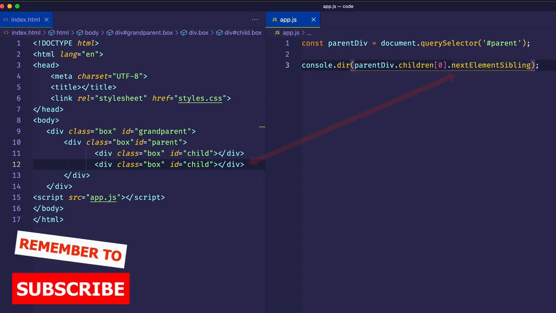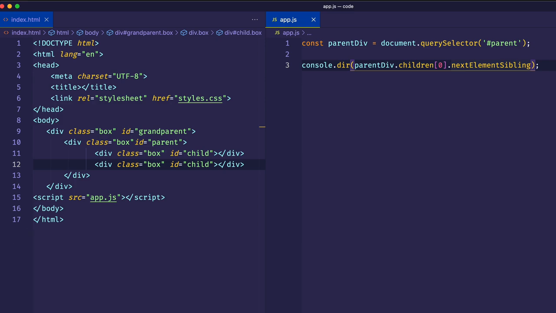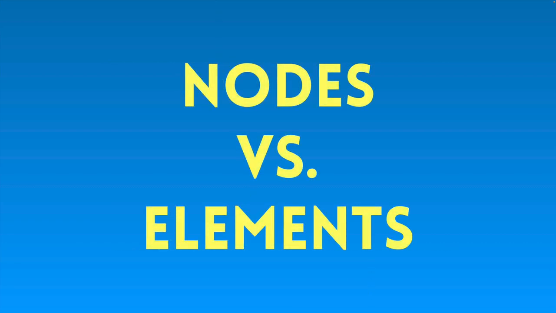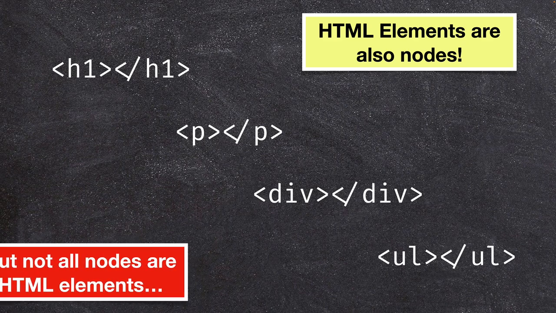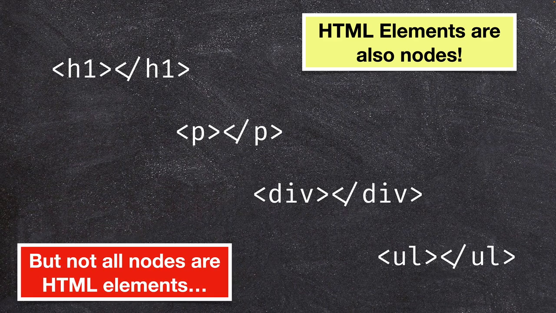So we've seen DOM traversal up, down, and side to side. But there's a bit more to the picture. And to understand what I'm about to show you, I want to first make sure that you understand the difference between a DOM node and a DOM element. This is actually really interesting. You see, all HTML elements can be considered nodes, but not all nodes are HTML elements.